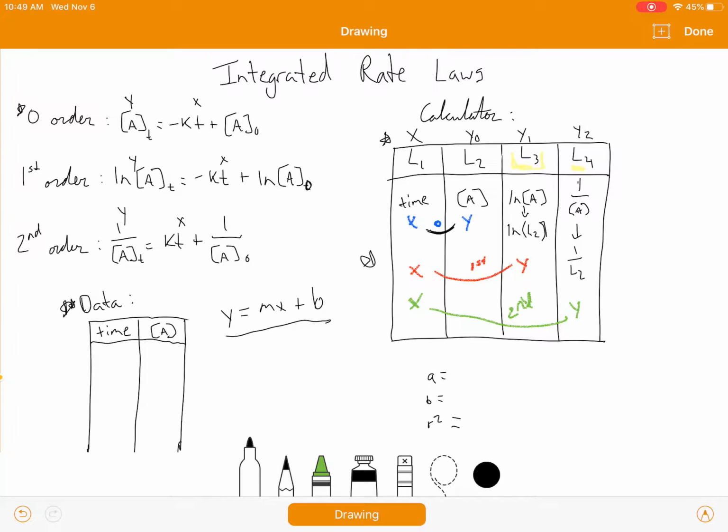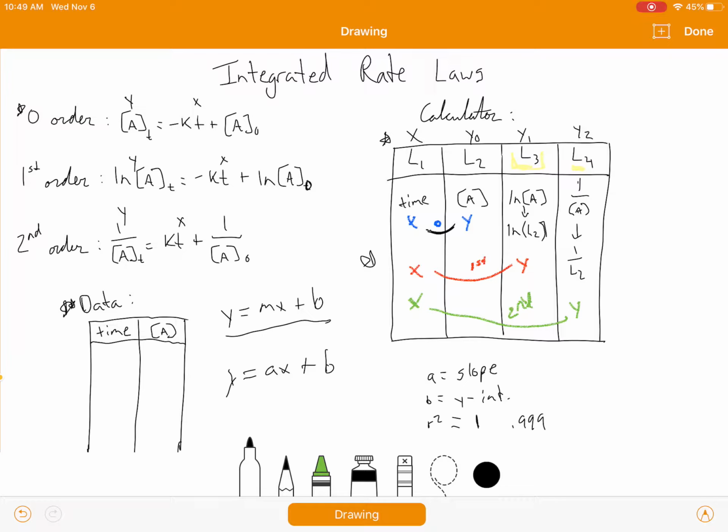Well, in the calculator, it actually takes the form y equals ax plus b instead of mx plus b. So that means this is the slope and this is the y-intercept. And then the correlation coefficient, essentially what this tells you is how good it correlates into a line. So for instance, the closer this number is to 1, the closer it is to a perfect line. So you want like 0.9999, as close as you can.